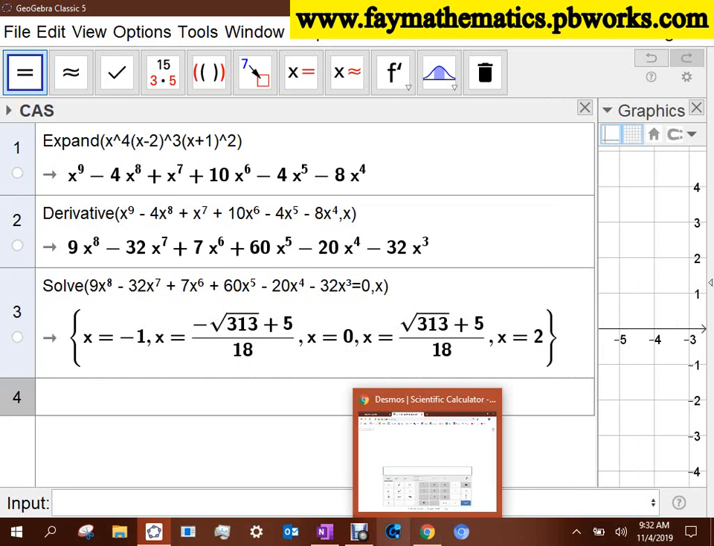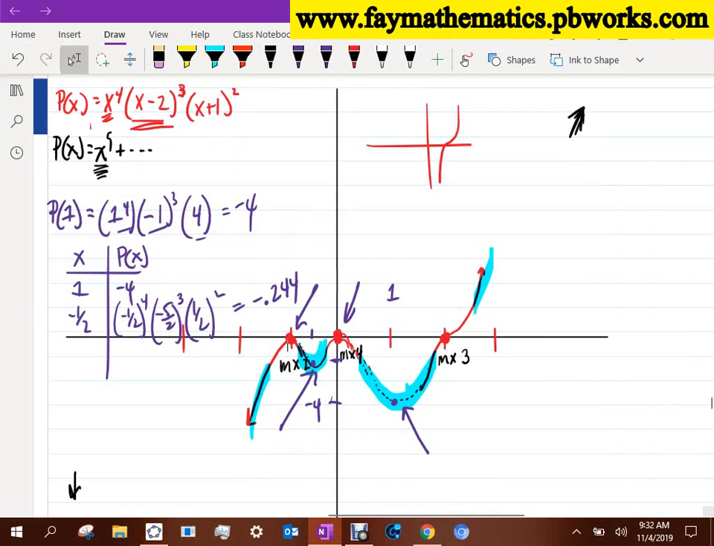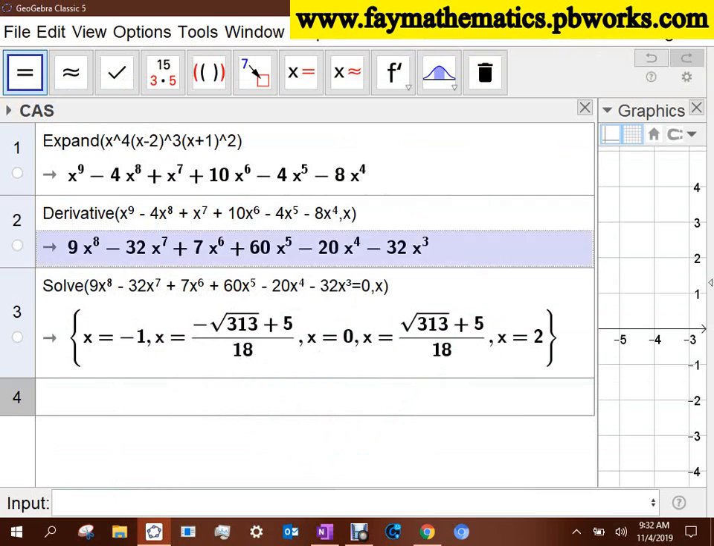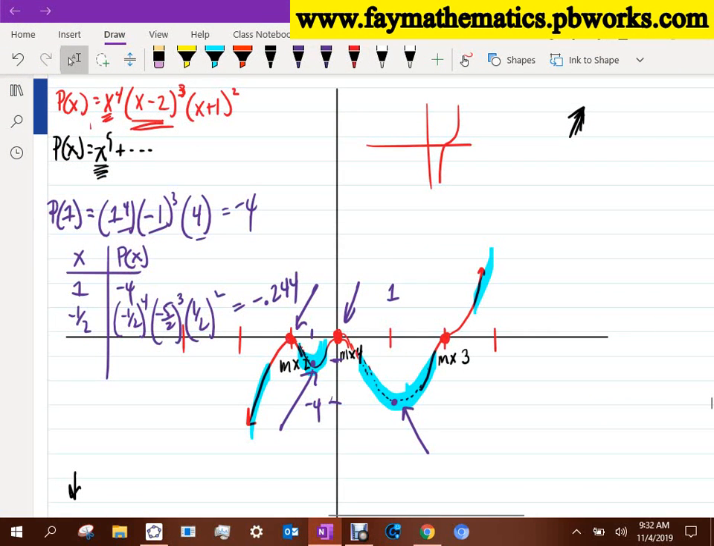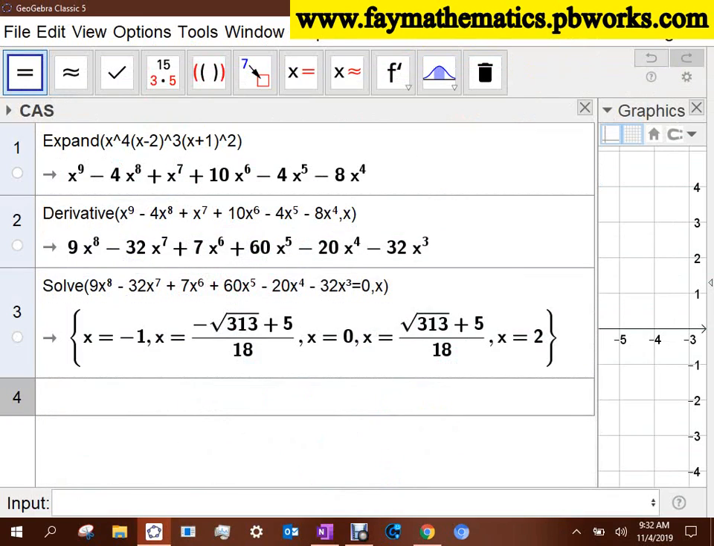Okay, let's go back to our graph real quick. Did we have a maximum at -1? Did -1 show up as an answer right here? It did. Did I have a maximum at 0? Right there, right? Okay.